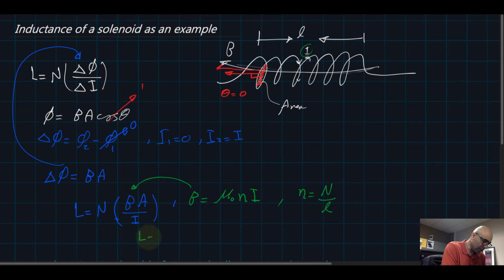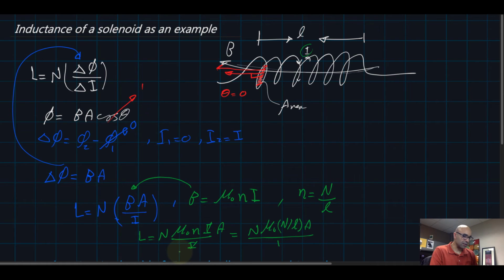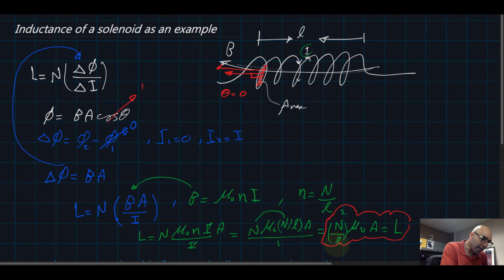So L is equal to N, B is equal to mu naught small n I, times A, divided by I. I with I cancels, and small n is equal to big N over L. So I'm going to write this down here: N times mu 0 N over L, times A, divided by nothing because we cancelled I. Now N times N is N squared, so we have N squared divided by L, times mu 0 times A, and this quantity is known as the inductance of a solenoid. That's the inductance of a solenoid.